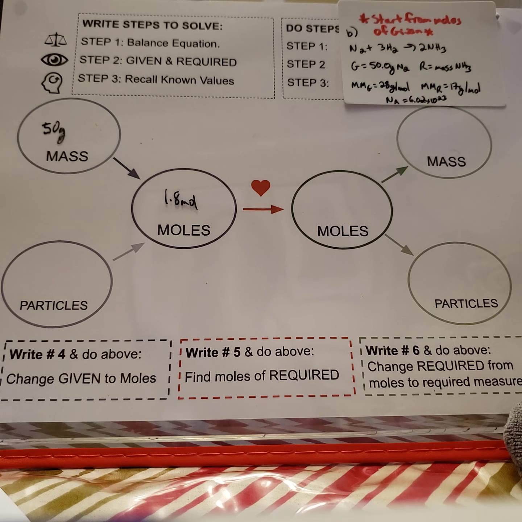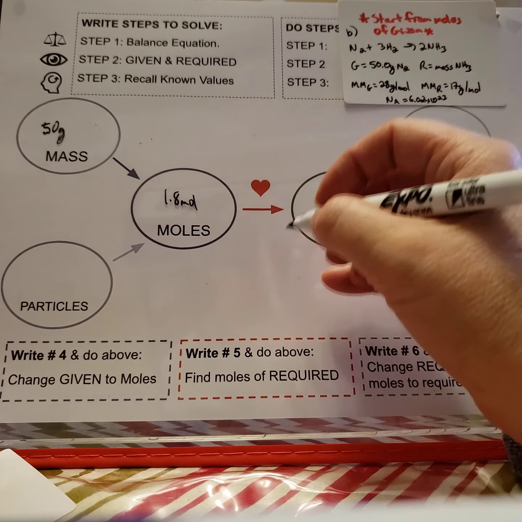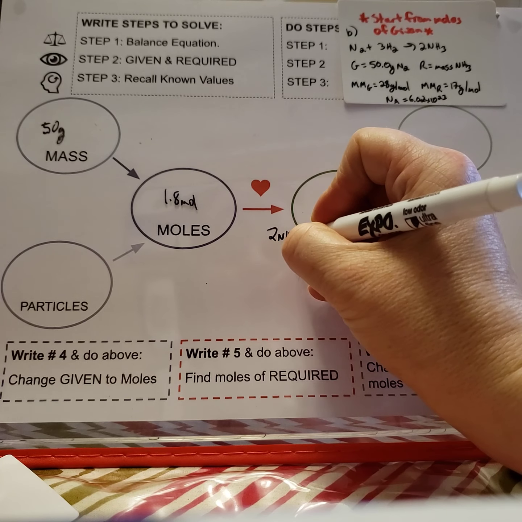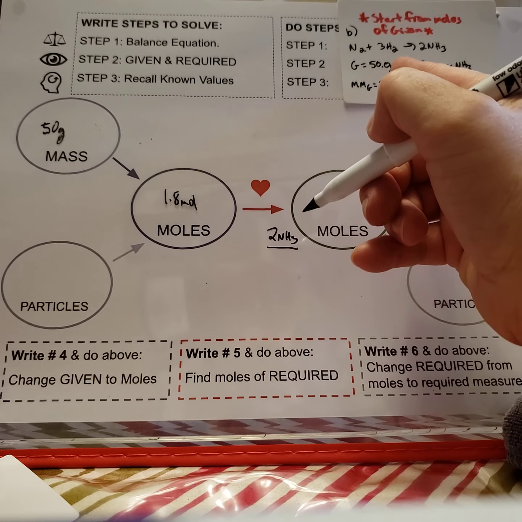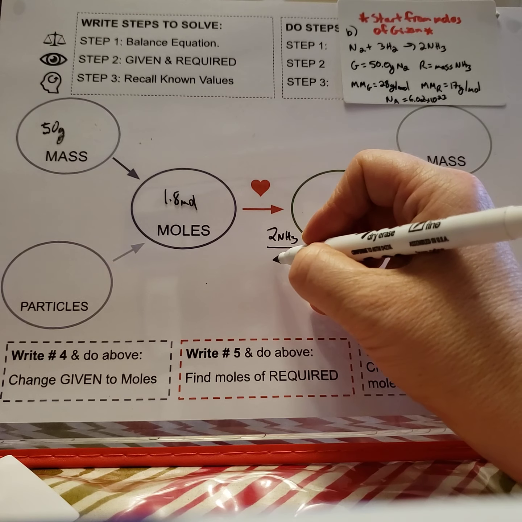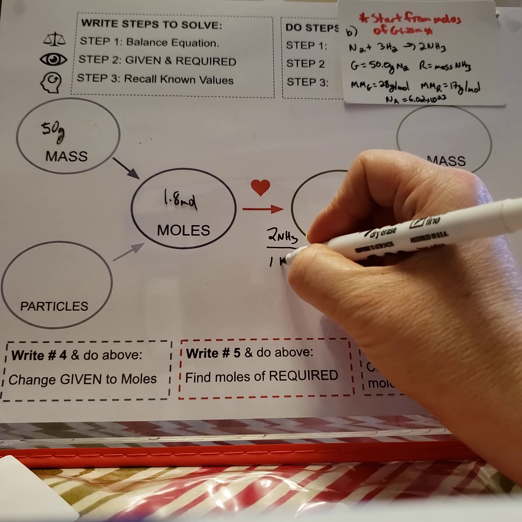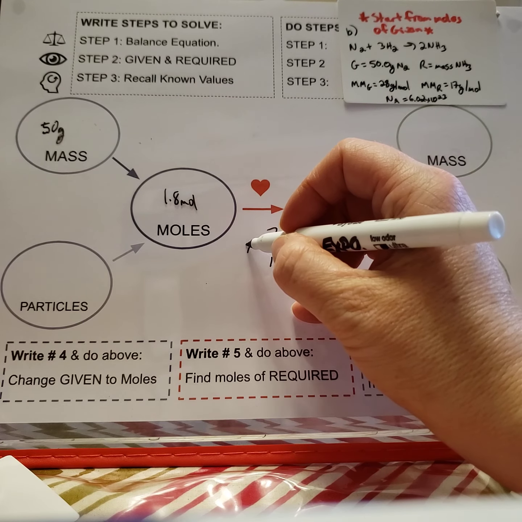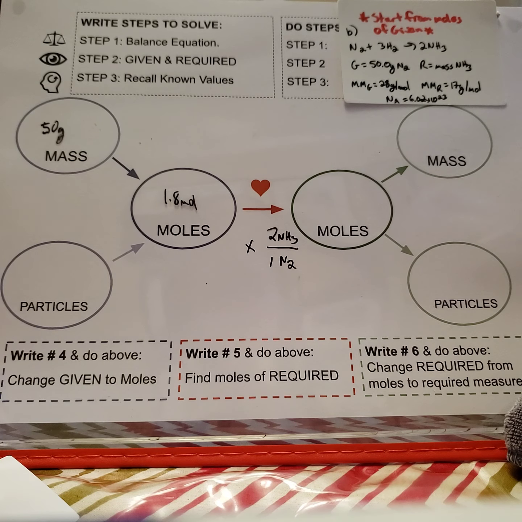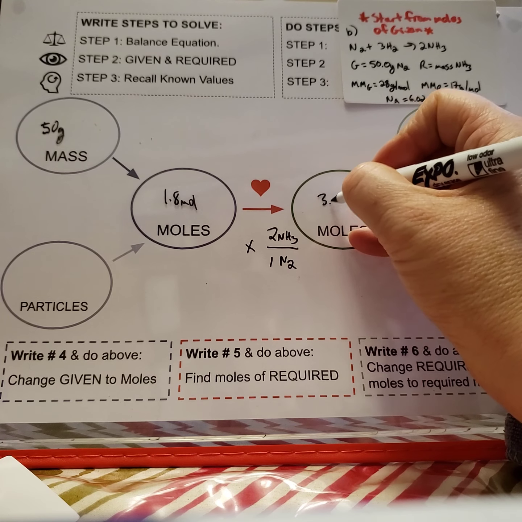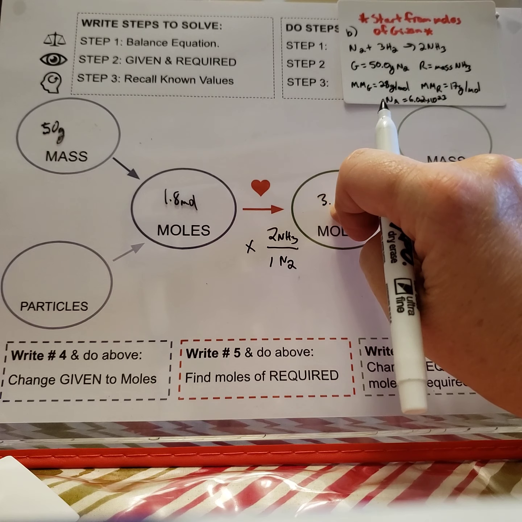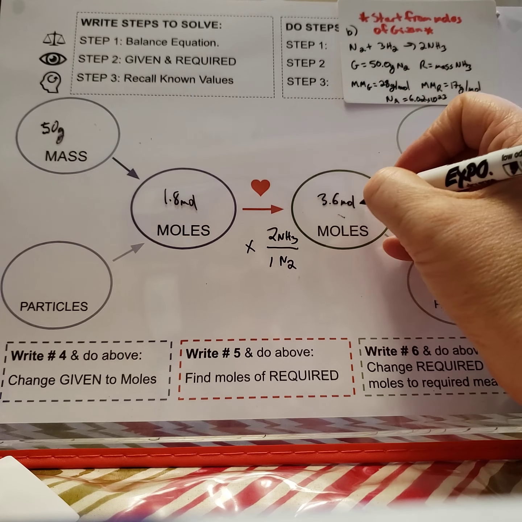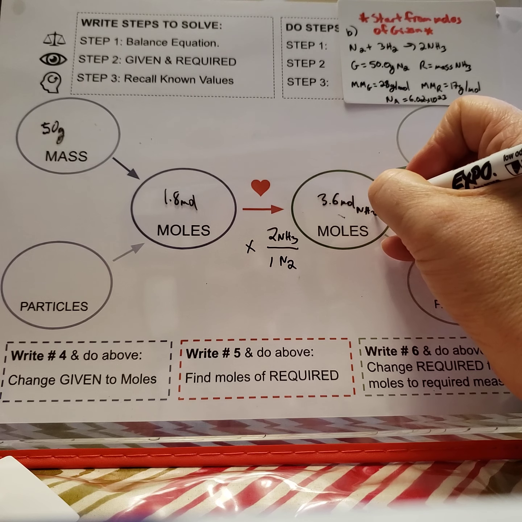All right, so now we are needing to find ammonia. So it is 2 NH3s. All right, we're starting from nitrogen, 2 for every 1 nitrogen. So now it is 1.8 times 2 divided by 1, and we're going to end up with 3.6 moles of our required, which is the NH3.